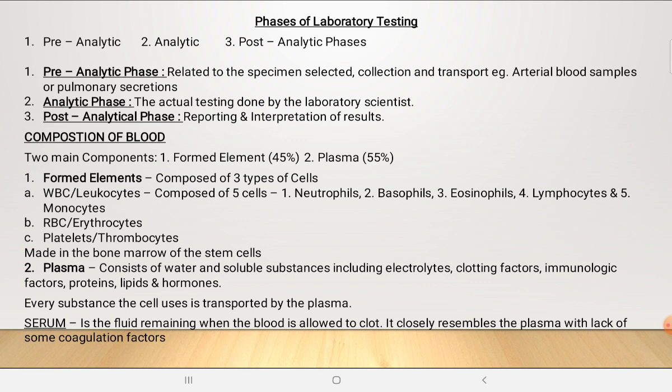Now, these are the two components of the blood. Now, there is something called as serum. What do you mean by serum? It is the fluid remaining when the blood is allowed to clot. It closely resembles the plasma with lack of a few coagulating factors.